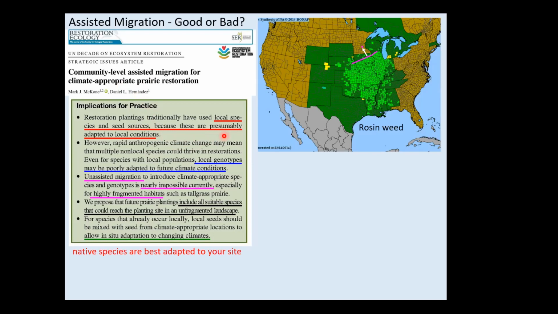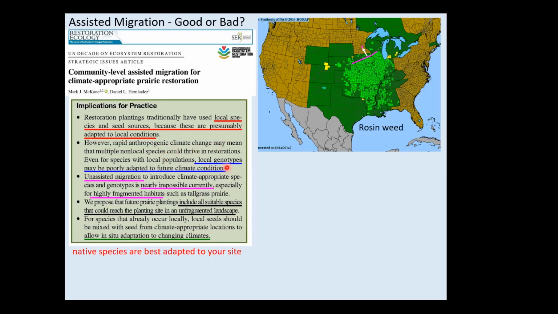Okay, of course, they would argue, yeah, but we think that it's going to be good because if they could migrate here on their own, they can't now because of fragmentation, they would migrate here. They would naturally get here, because the climate would bring them here. That's what they're basically saying.